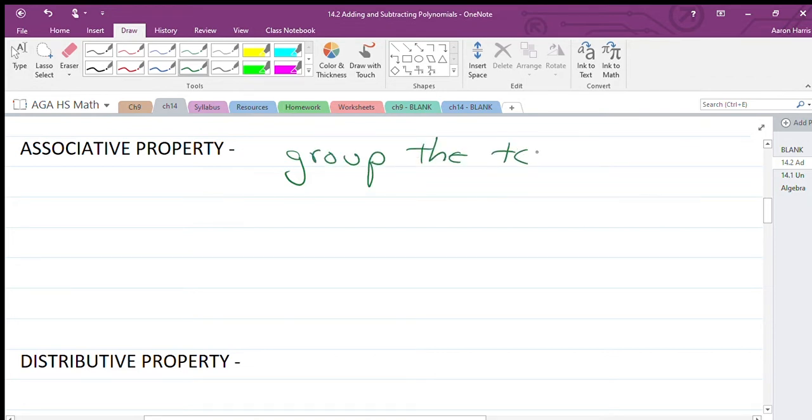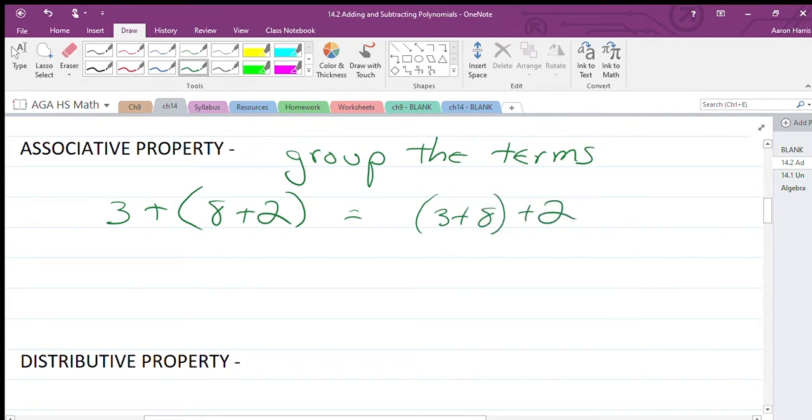Okay, all right, so let's say that I have 3 plus, and let's use these parentheses. So immediately, you know, associative property comes when you have these parentheses, okay? So 3 plus, and let's say 8 plus 2, okay? This really says that I can do the same thing over here. I can really say 3 plus 8 plus 2.